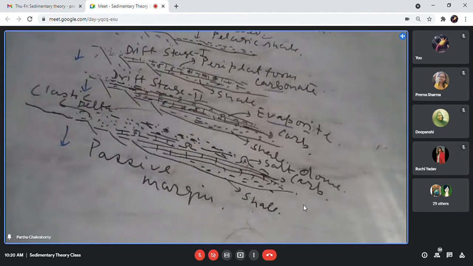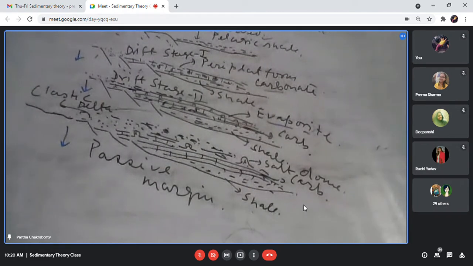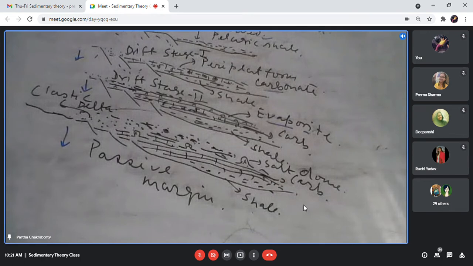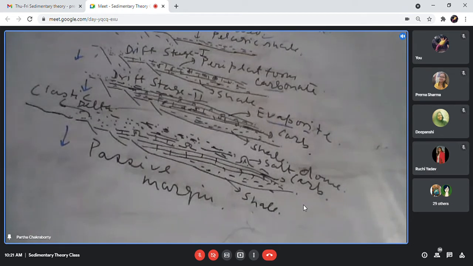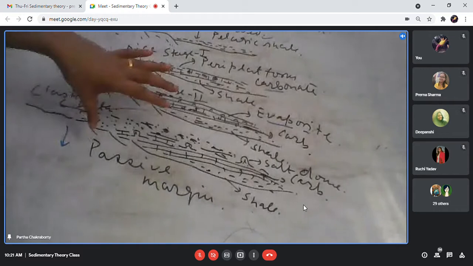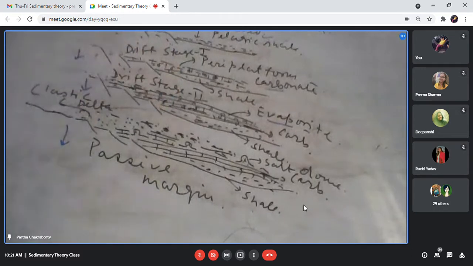There is not much supply of sediment and you will get the pelagic shell here. But as it moves away, the carbonate platform may be generated onto this, and you will get a large number of organic growth and the carbonate system developing as it goes away from the active spreading center. Sometimes you also get the formation of the evaporite.